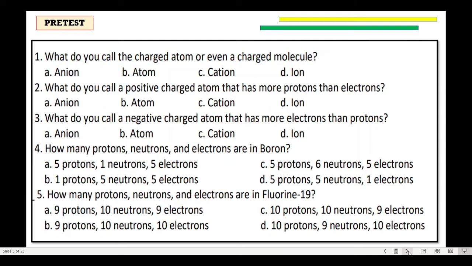Now, if you are done answering, let us check your pretest. Number 1 is letter D, ion. Number 2 is letter C, cation. Number 3, it's A, anion. Number 4, it's letter C, 5 protons, 6 neutrons, and 5 electrons. 5. How many protons, neutrons, and electrons are in fluorine 19? The correct answer is A, 9 protons, 10 neutrons, 9 electrons.